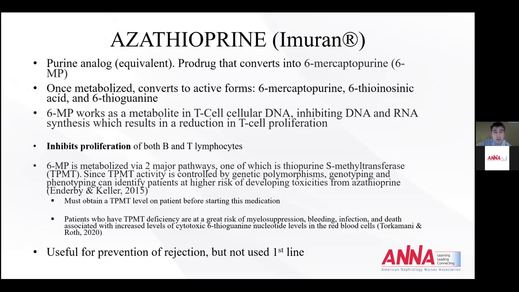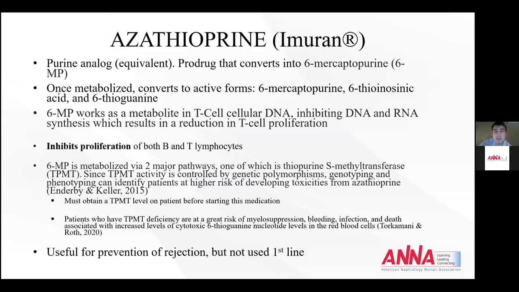6-MP, though, you should note, is metabolized by 2 major pathways. This information, as you can see, comes from Enderby and Keller. And this is what I really want the nurses to take away from azathioprine: it's metabolized by 2 pathways, okay? One of which is the thiopurine S-methyltransferase, or TPMT. And that is a big acronym you need to remember.